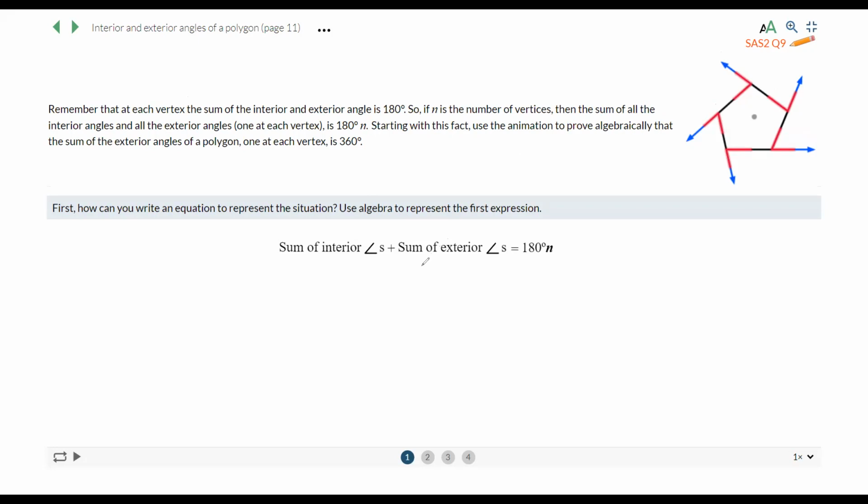Okay, so hopefully you've considered that, right? You've thought about it for a second. You paused the video and tried it out yourself, maybe. What you'll see here is that the sum of the interior angles, we have a formula that tells us that in terms of n, right?